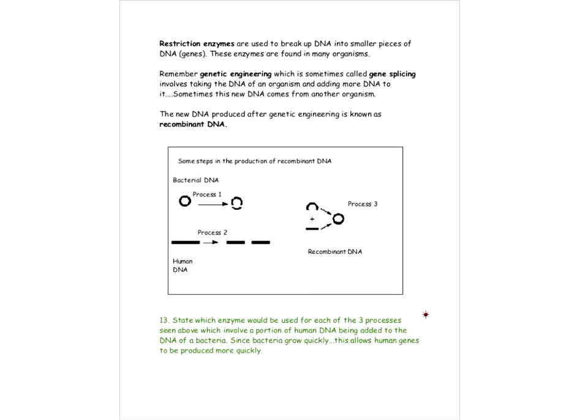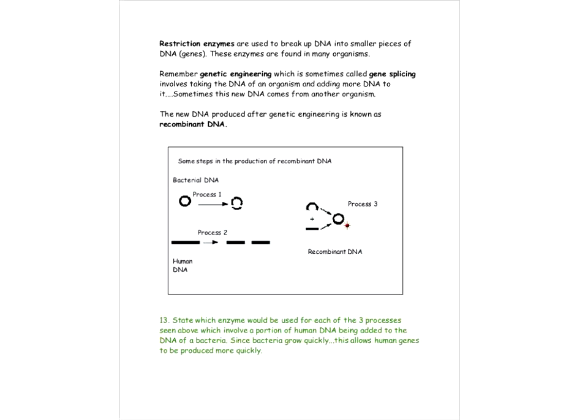Okay, so what we need to do is state which enzyme is going to be used for each of these processes. The first is breaking down the bacteria DNA. The second process is breaking down the human DNA. And the third one is joining together fragments of DNA. So which types of enzymes are we going to use?